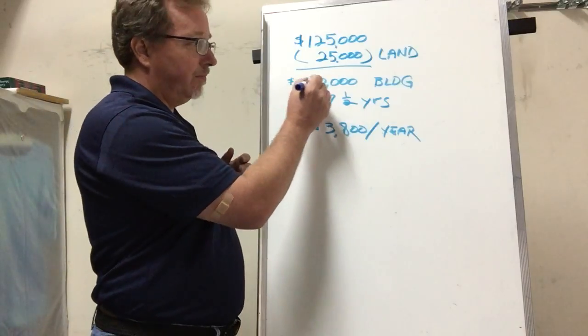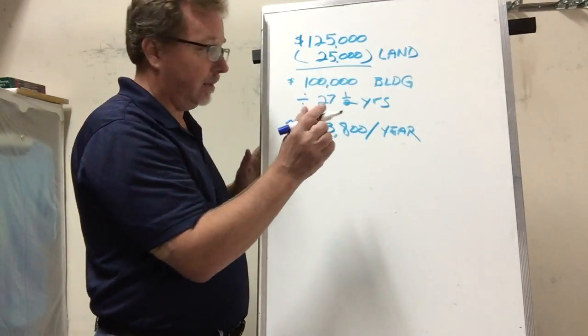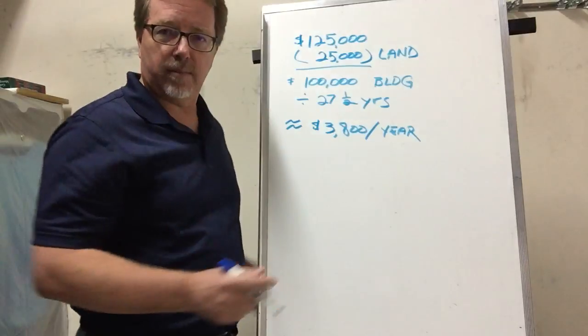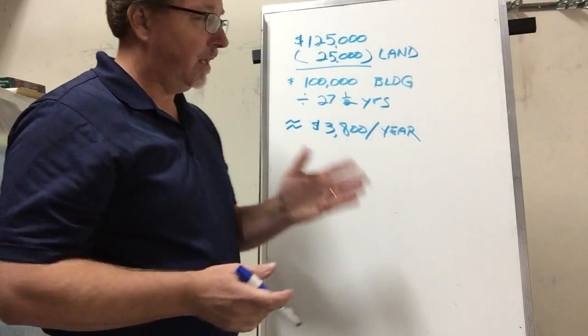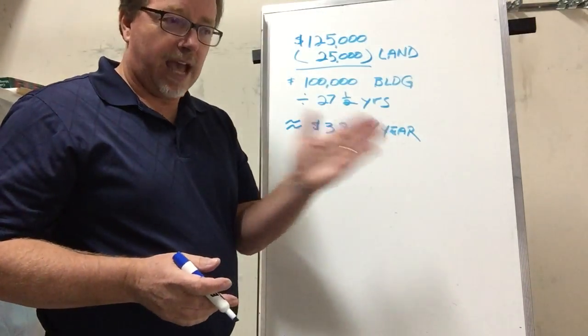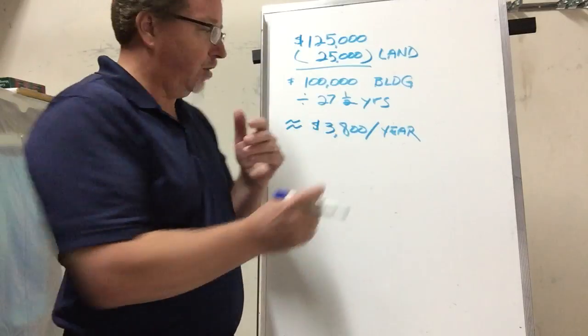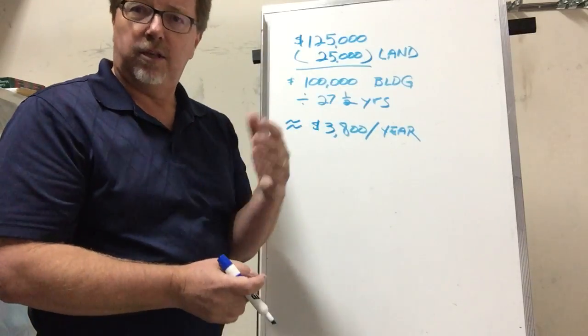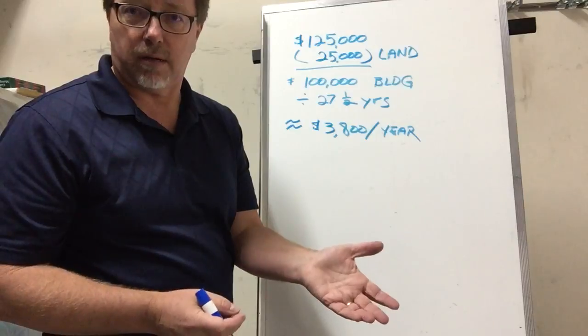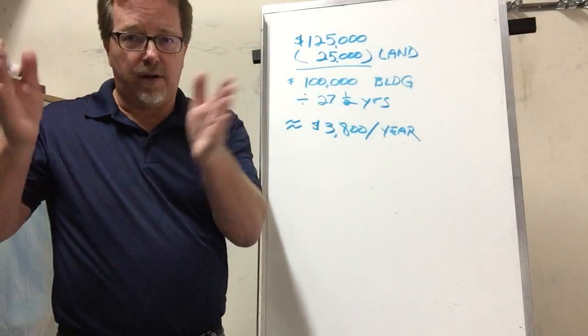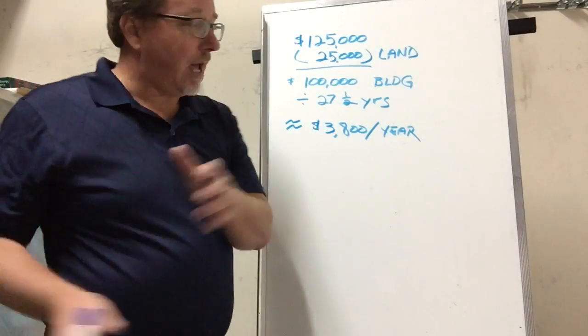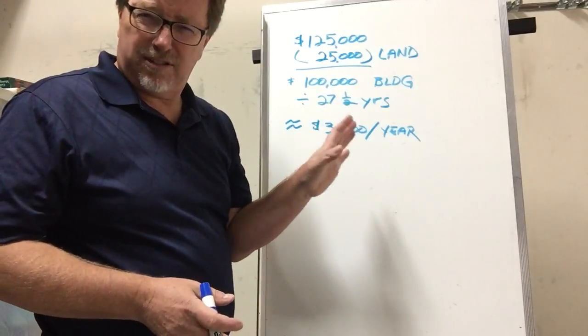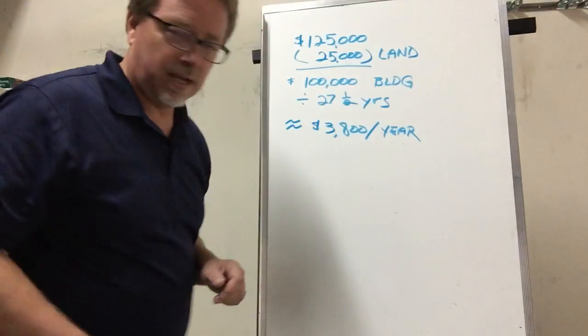And we divide the building, our best shot at it, by 27 and a half, and we come up with our annual depreciation. If you're halfway through the first year when you buy the property, you won't get the whole 3,800. You'll get 1,900. You'll get half of a year that first year, and then it'll be 3,800 each year after that. But this is the beginning of understanding where this depreciation comes from.